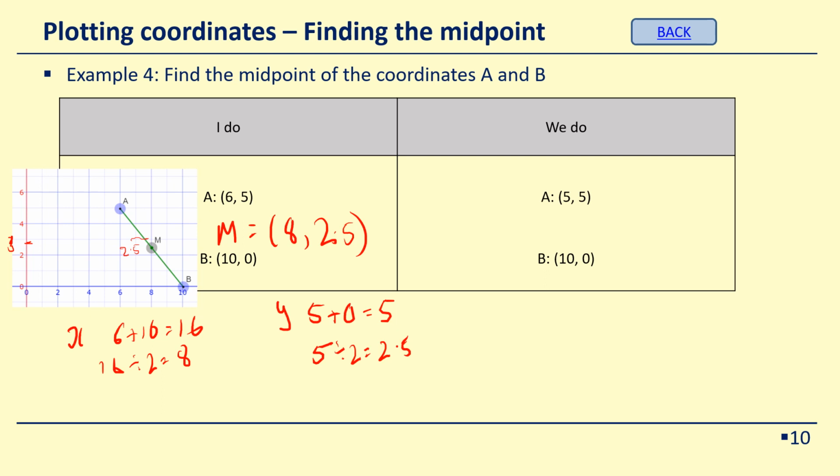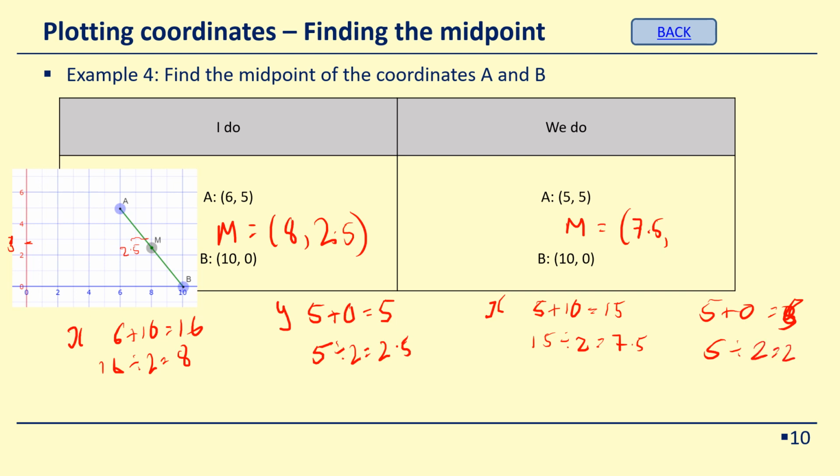Okay, so for the x, 5 add 10 is 15. 15 divided by 2 is 7.5. So the x is 7.5. For the y, 5 add 0, 0 is 5, sorry. 5 divided by 2 is 2.5. So 7.5, 2.5.